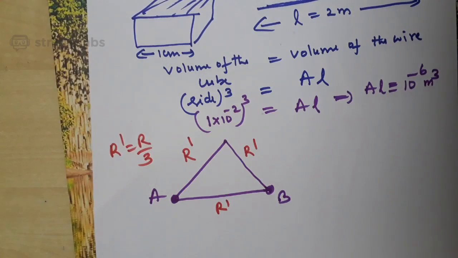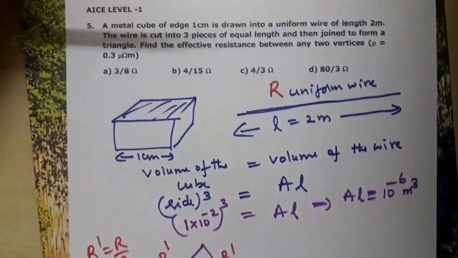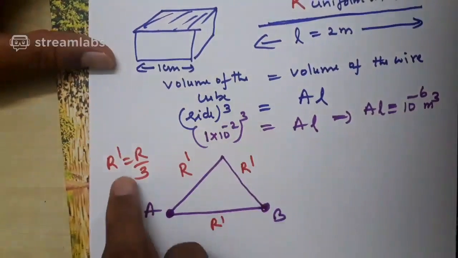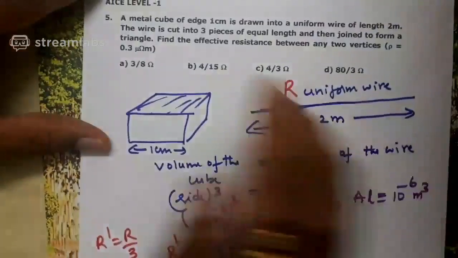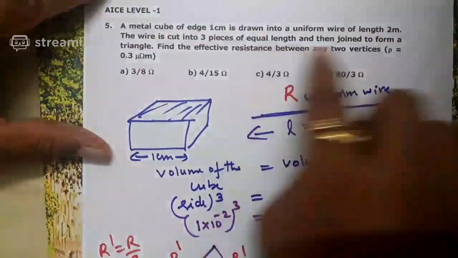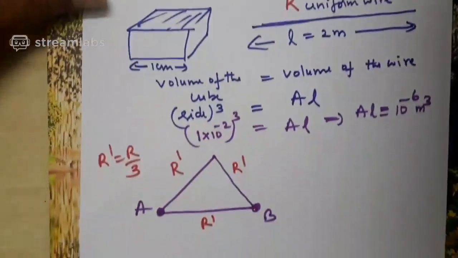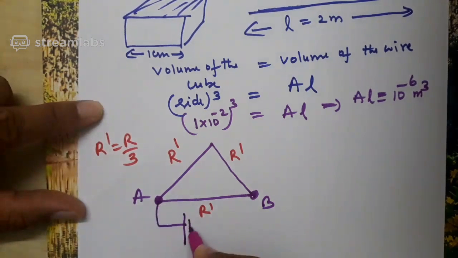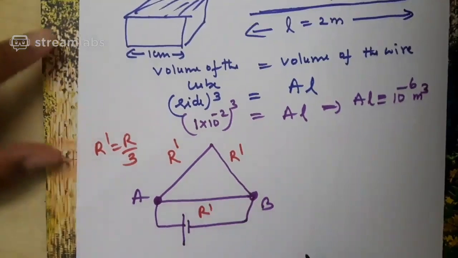I think you are able to follow what I said. R dash is supposed to be R by 3 because the single wire is cut into 3 pieces of equal length. When they are of equal length, surely the resistance of each piece is the same, no? Now you are asked to find the effective resistance between A and B, any 2 vertices.